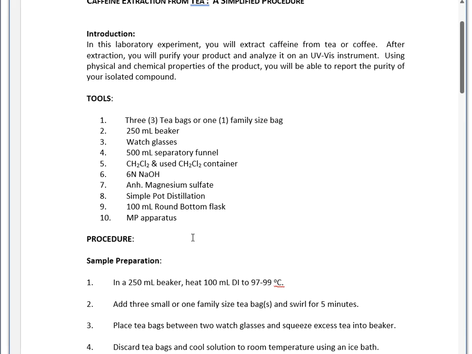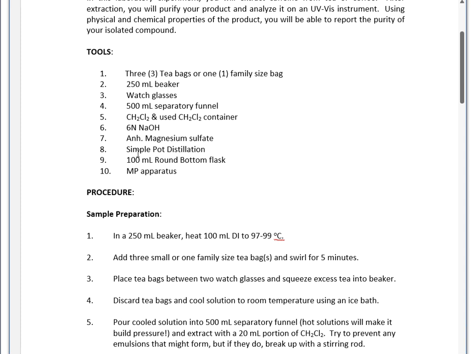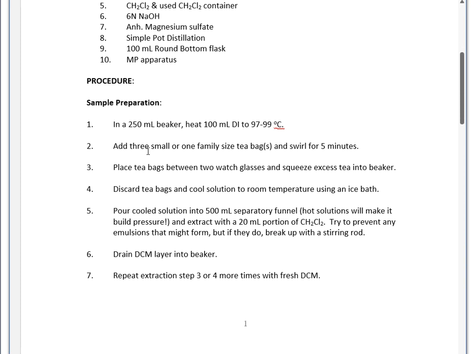So here's a copy of the lab directions. It looks like this is going to be a very straightforward laboratory procedure. There's really no bells and whistles here, nothing fancy going on, nothing complicated. It's just going to be a little bit lengthy as far as involved processes. So it looks like in a 250 ml beaker, I'm going to heat some water and get it close to boiling, but not quite.